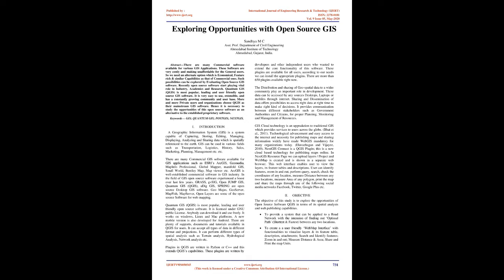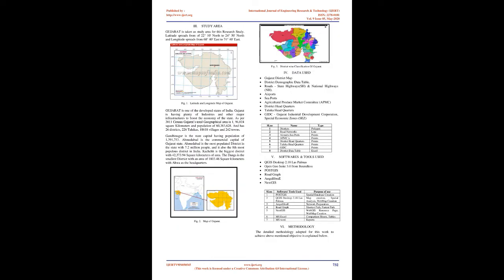It can accept all types of data in different formats and projections. It can perform different types of spatial analysis such as terrain analysis, hydrological analysis, network analysis, etc. Plugins in QGIS are written in Python or C++, and this extends QGIS's capabilities. These plugins are written by developers and other independent users who wanted to extend the core functionality of the software. These plugins are available for all users. According to our needs, we can install the appropriate plugins. There are more than 650 plugins available right now.